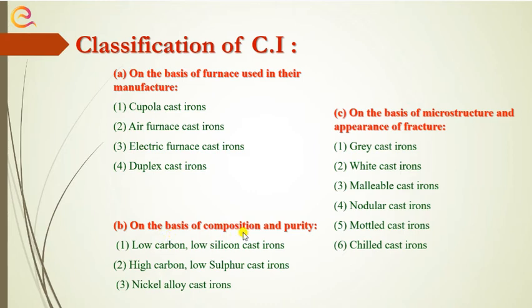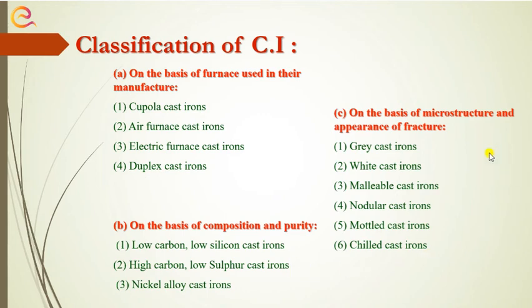Second parameter is composition and purity. In it, first type is cast iron having low carbon percentage and low silicon percentage, which shows different properties. Second type is cast iron having high carbon and low sulfur. What does high carbon mean? High carbon indicates high hardness or brittleness. Okay. Then third type is nickel alloy cast iron. So all these three types show different properties.